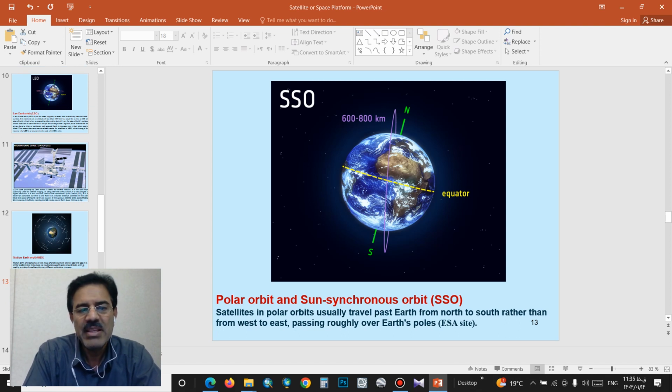SSO, Sun-synchronous orbit. This slide is showing polar orbit and Sun-synchronous orbit, or SSO. Satellites in polar orbit usually travel past Earth from north to south rather than from west to east, passing roughly over Earth's poles.